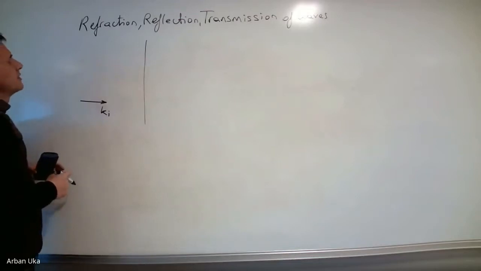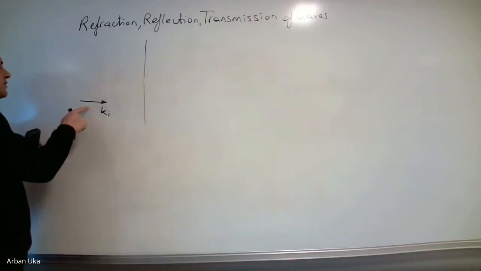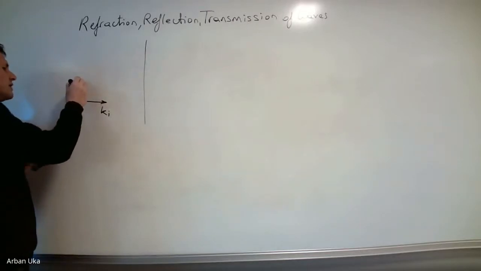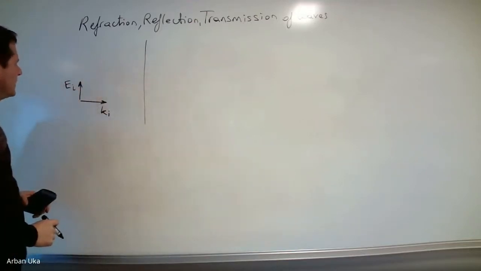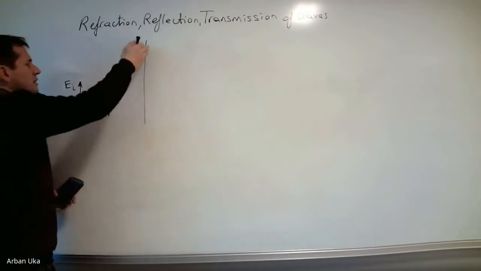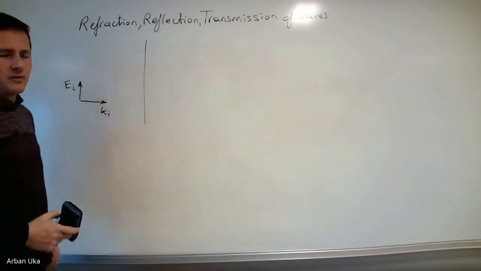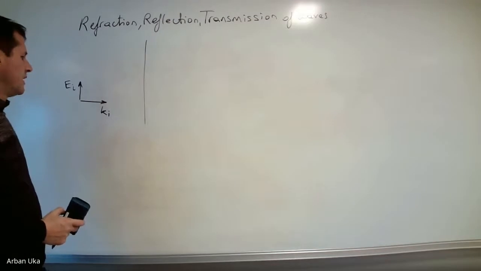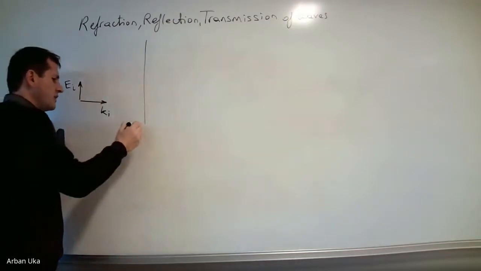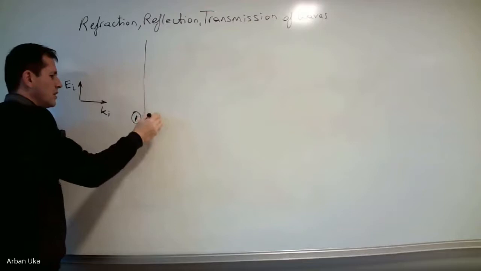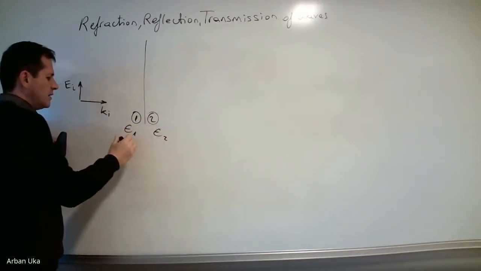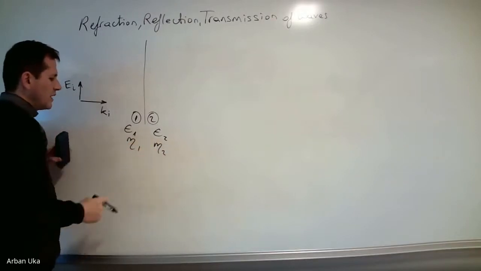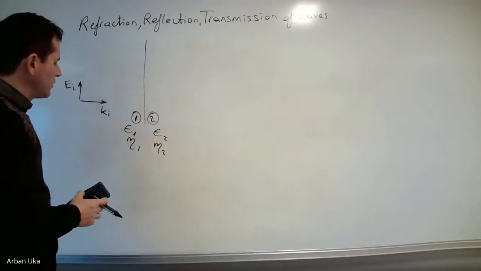So for refraction, transmission of waves, we may have a wave propagating with a vector ki and an electric field vector Ei, moving toward an interface between two different media. We can denote them simply 1 and 2, or epsilon 1, epsilon 2, and mu 1, mu 2, where the first one represents the permittivity of the medium.